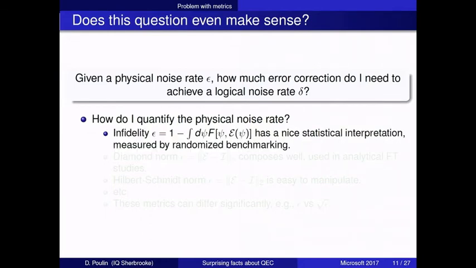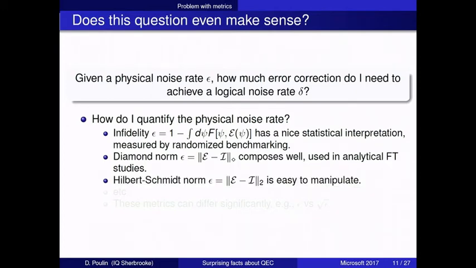Well, some people like infidelity because it has a nice statistical interpretation, and also you can measure it experimentally. It's something that you can probe by randomized benchmarking. So that's a nice way of characterizing how noisy the physical device is. If you're a theorist, you prefer the diamond norm because the diamond norm composes well. So that's what's used in theorems.